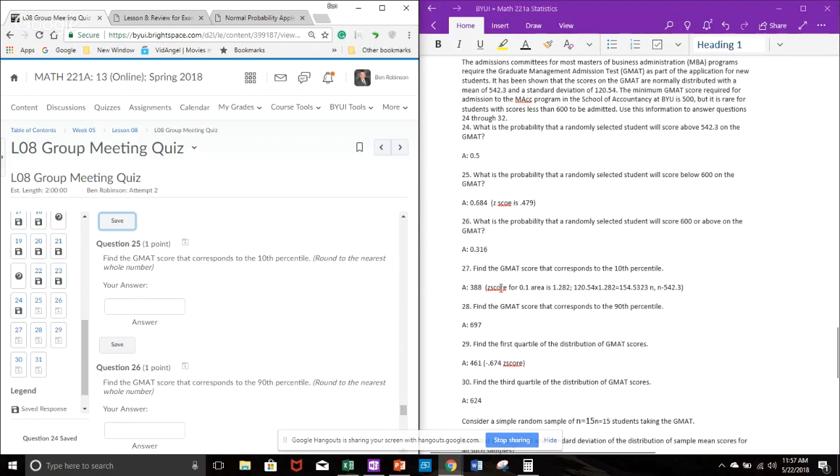Find the GMAT score that corresponds to the 10th percentile. I put 0.1 in the area, and that equaled a z-score of 1.282. Then I took the standard deviation of 120.54 times the 1.282 z-score. That gave us 154.5323. Then you take that number and subtract it from the mean, and you end up with 388.